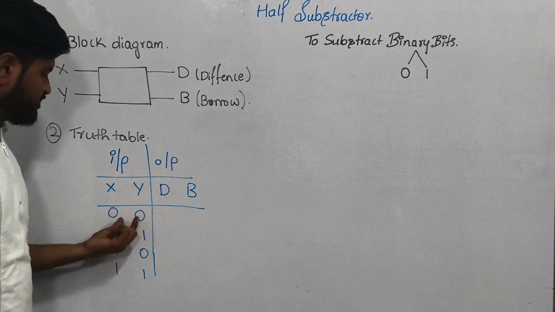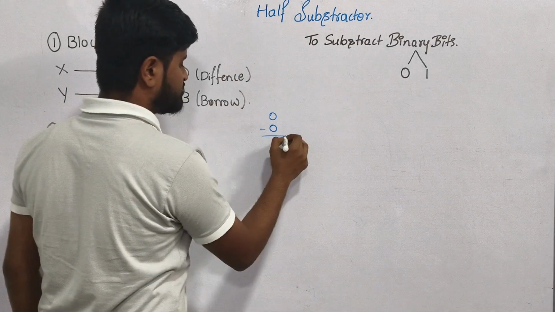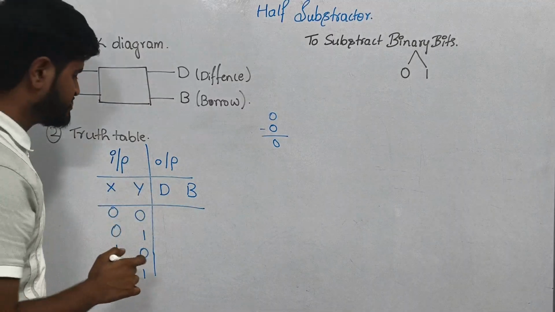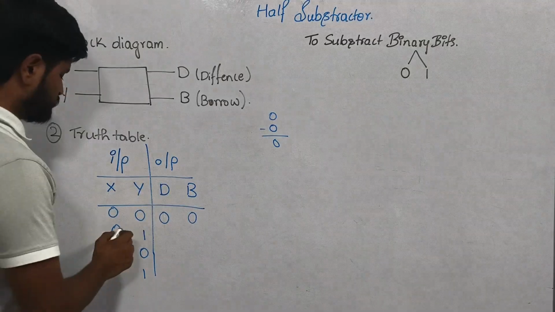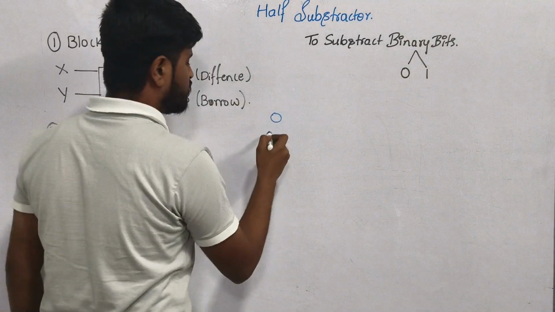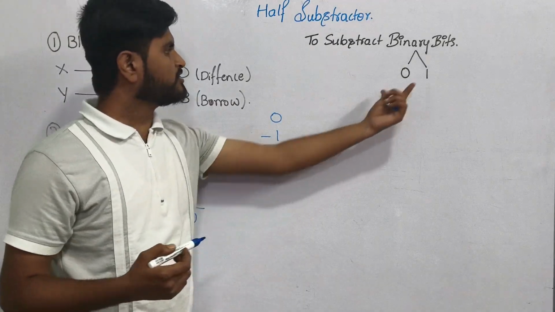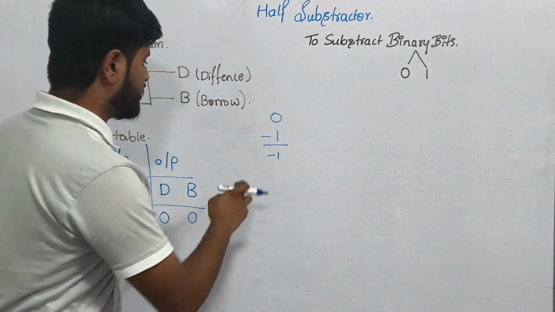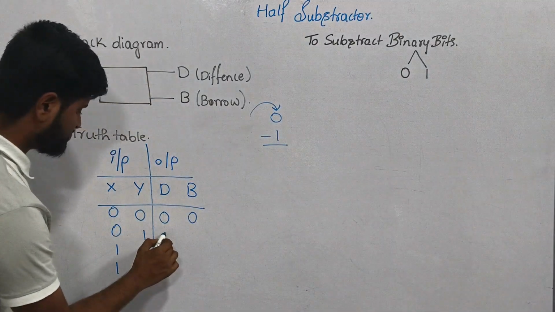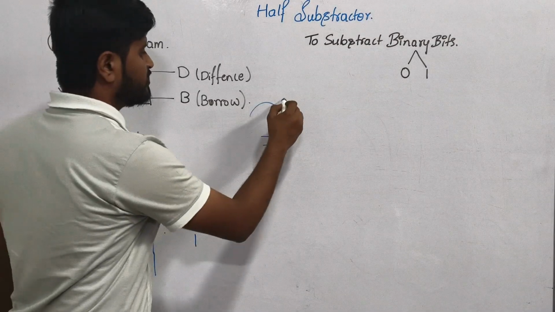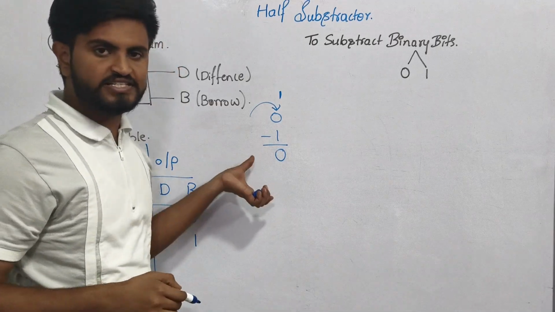Now if you see, my two inputs are 0 and 0. Since it is a subtractor, 0 minus 0 will be 0. The condition is satisfied. So difference is 0 and you did not take any borrow. Now 0, 1. 0 minus 1 will be minus 1. But you can't write minus 1 because you can only write 0 and 1. So what you will be doing is, you will be taking the borrow. So you took 1 as the borrow. Now, since you took 1 as the borrow, 1 minus 1 will be 0. So the condition is satisfied.